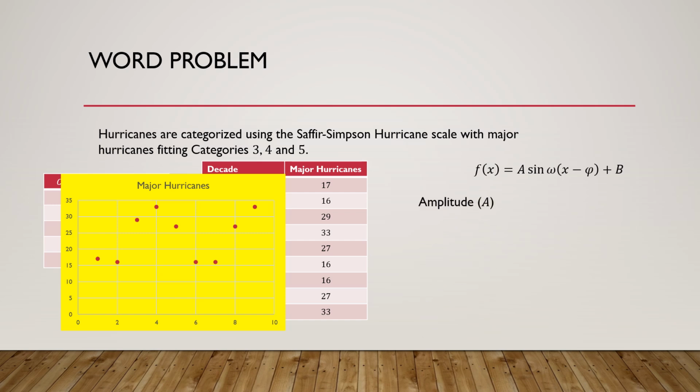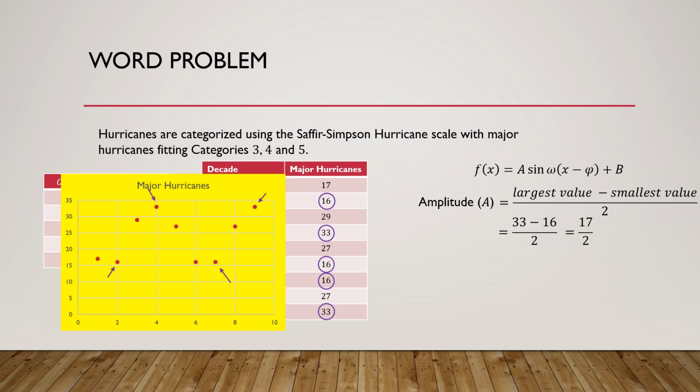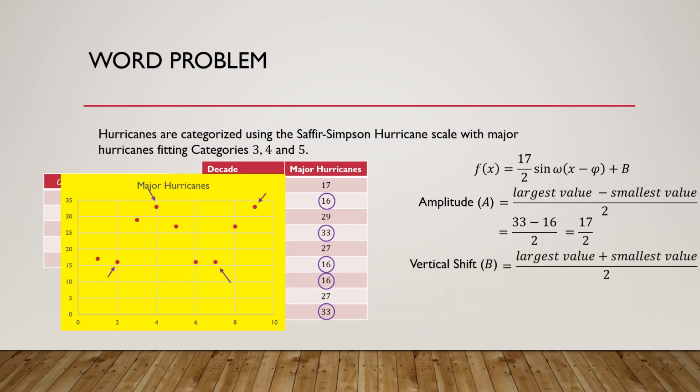Amplitude is derived simply as the largest value minus the smallest value divided by 2. On our scatter plot, that is 33 minus 16 divided by 2, or 17 over 2. That value can be placed in our function for a. The vertical shift is determined by adding the largest value and the smallest value and dividing by 2. In this case, it is 33 plus 16 over 2, or 49 over 2, which can then replace b in our function.